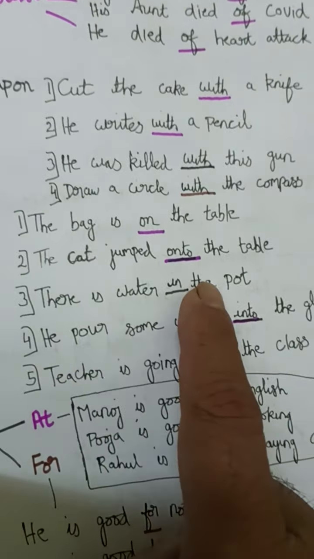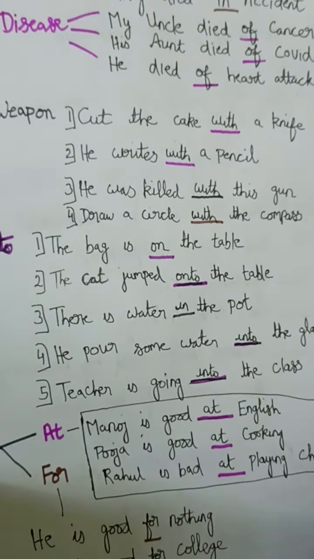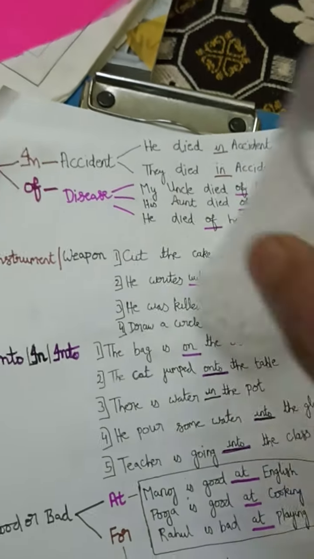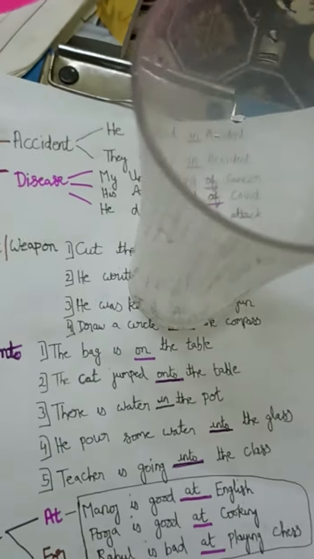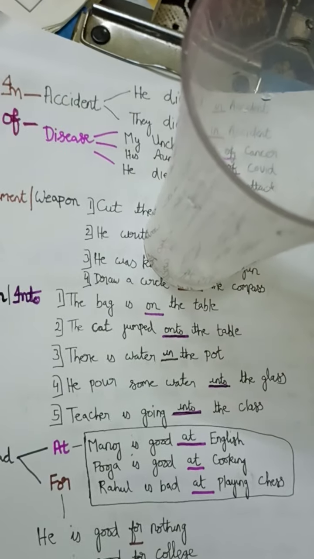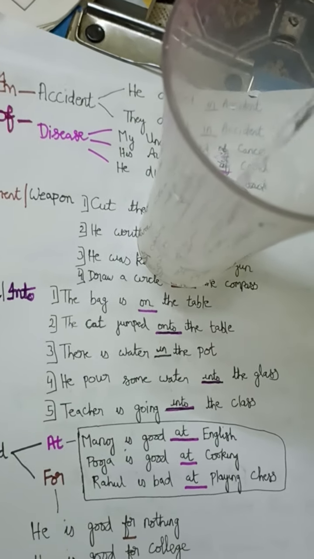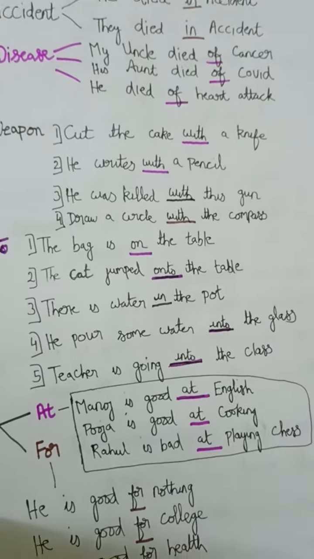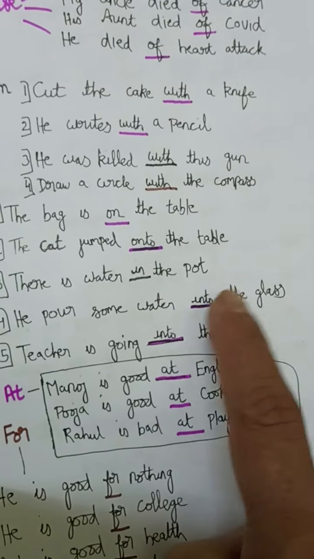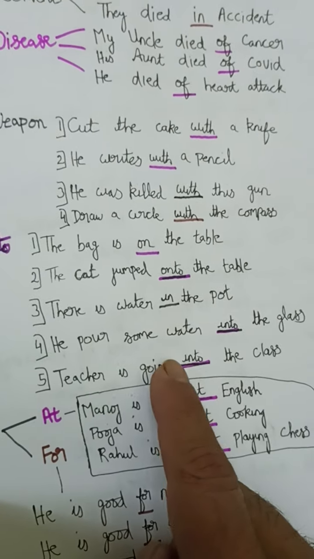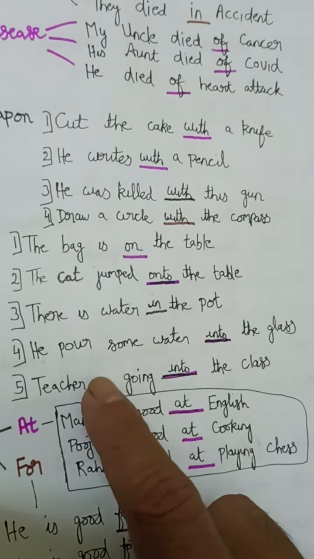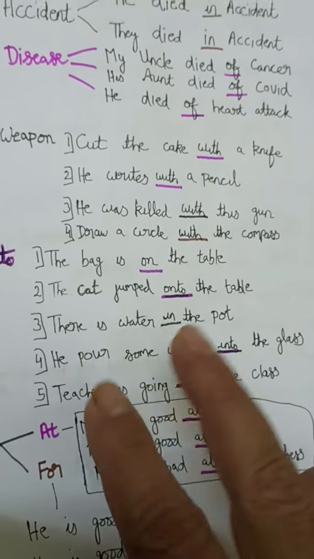Also there is water in the pot. There is water because just water is there. You can see the water is there in the glass. There is water in the glass. But the same water, if I am pouring, then what will happen? He pours, you can see there is a motion here. He pours some water into the glass. So we are using into here, because motion is there. The teacher is going, again motion, going into the class. Many people will say the teacher is going in the class. We should say the teacher is going into the class because she is moving.